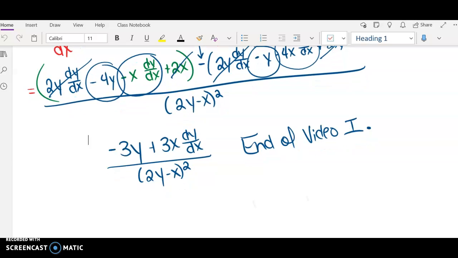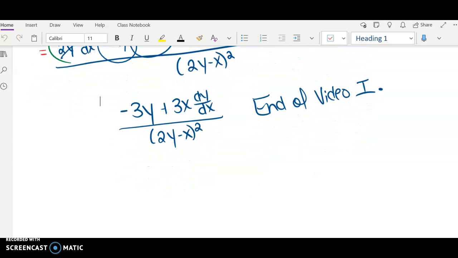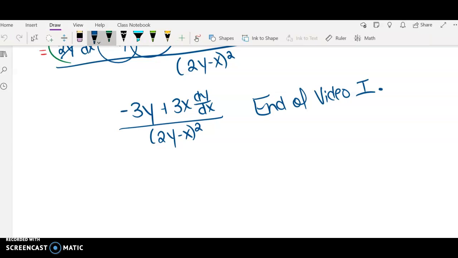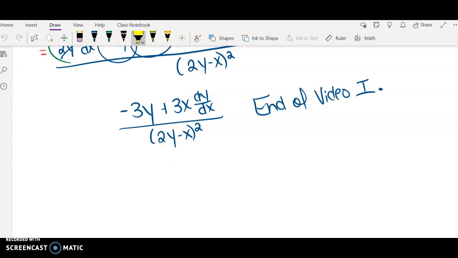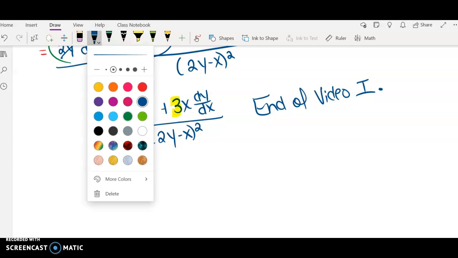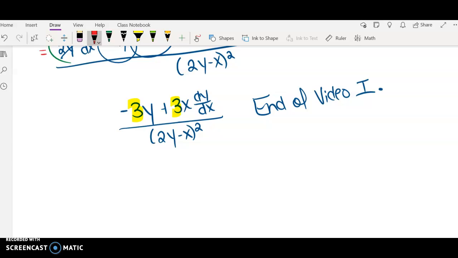Okay, guys, so we are starting where we left off. We are trying to finish this problem, and the next thing that I notice here is that there is a common factor. I have a 3 here, and I have a 3 here. And what I would like to actually do is factor out a -3.